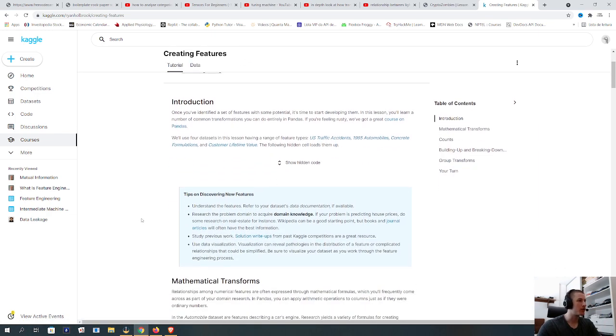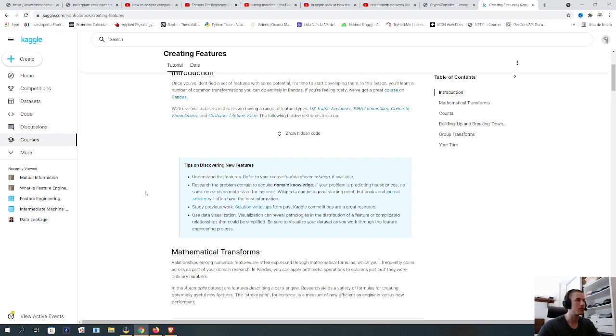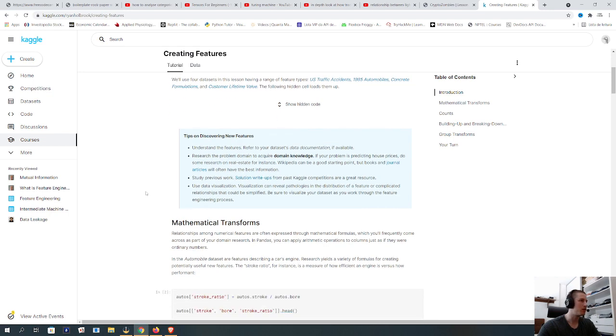Once you've identified a set of features with some potential, it's time to start developing them. In this lesson, we'll learn a number of common transformations that you can do entirely in pandas. If you're feeling rusty, we've got a great course on pandas. We use 4 datasets in this lesson having a range of feature types. The following cell loads them up.